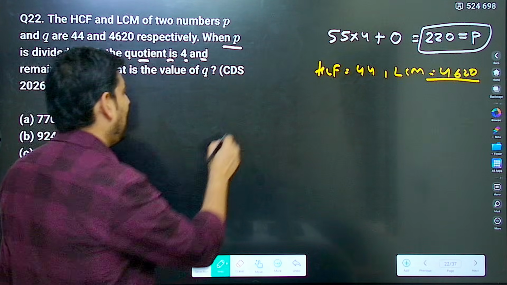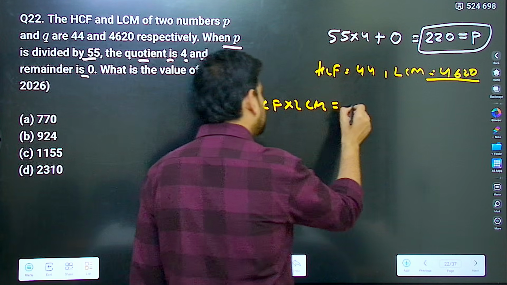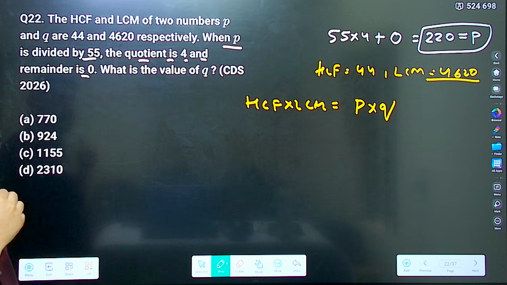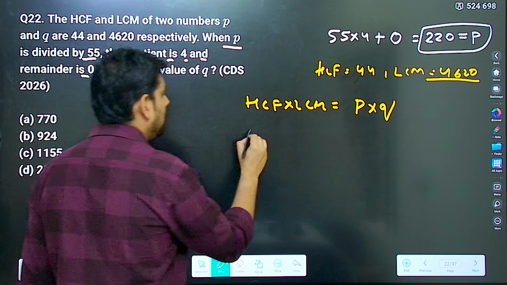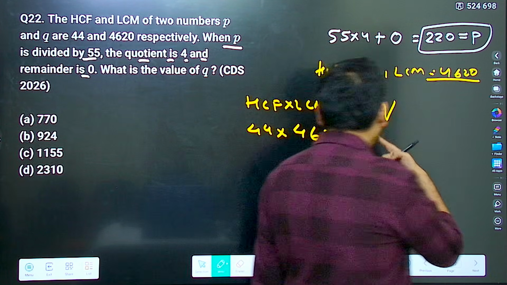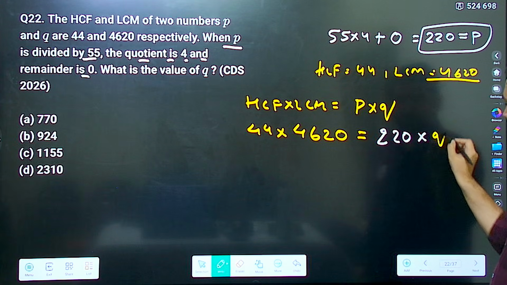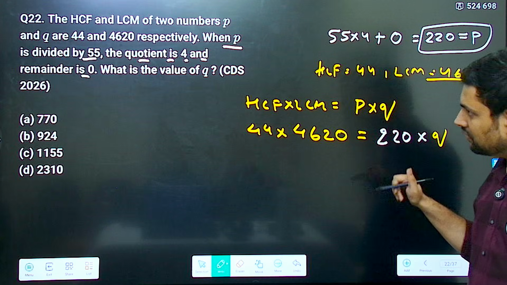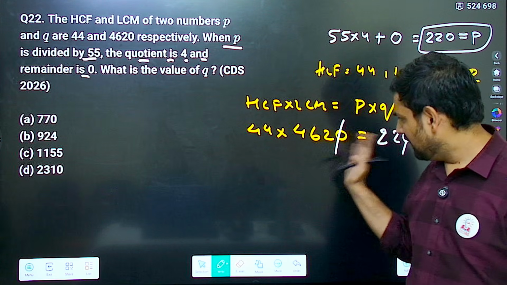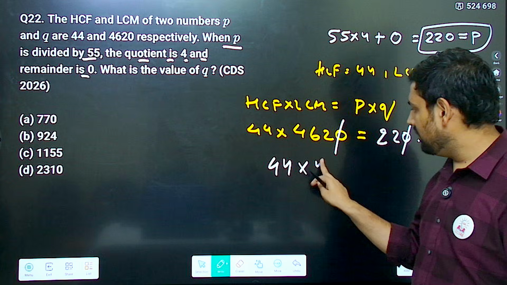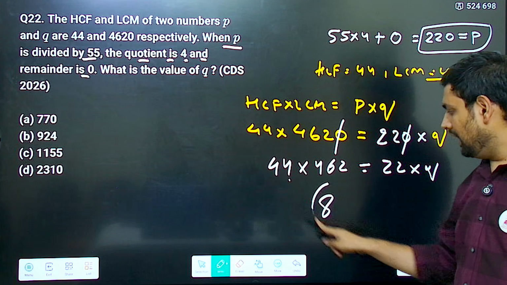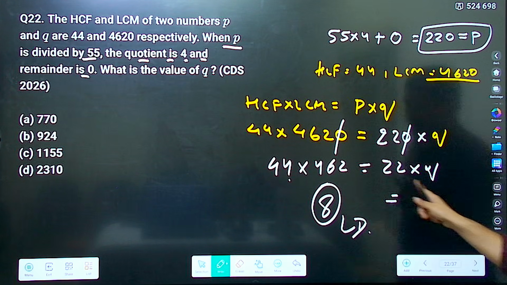What is the formula? Now we won't even solve it fully, be smart. The product of the numbers, that is P and Q, equals HCF times LCM. HCF is 44, LCM is 4620. P is 220, Q I don't know. Now if I'm solving for Q, can I cancel 0 and 0? I can cancel. Now I write it again: 44 into 462 equals 22 into Q. What is the last digit here? 4 twos are 8 is the last digit. Correct? Here also I want 8 as the last digit.